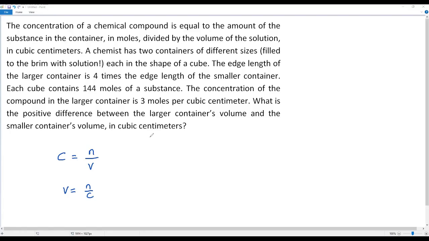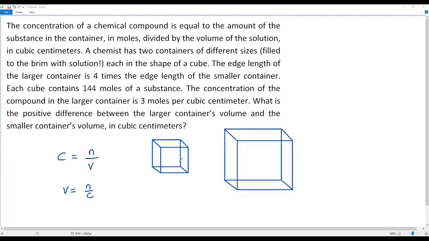The chemist has two containers of different sizes, each in the shape of a cube. Now let me draw two containers. Here I have drawn two containers. This is the smaller one and this is the larger one. Each one is in the shape of a cube. Now let's consider this information: the edge length of the larger container is 4 times the edge length of the smaller container. Let me assume x as the edge length of the smaller container. Then the edge length of the larger container is 4 times this, that is 4x.